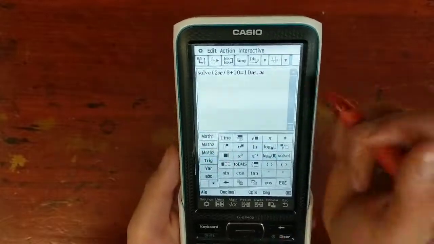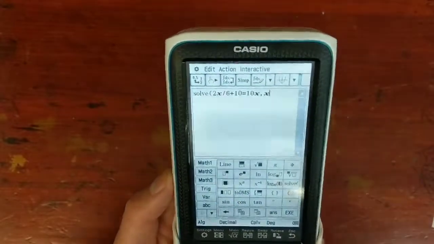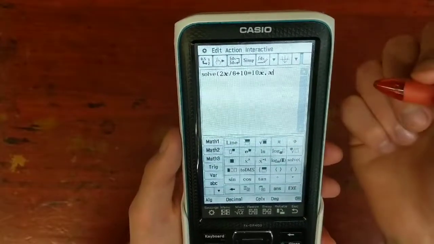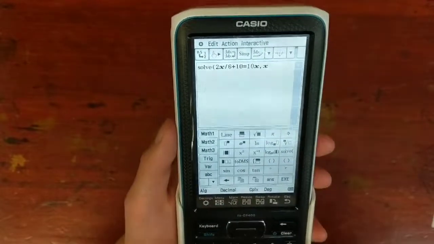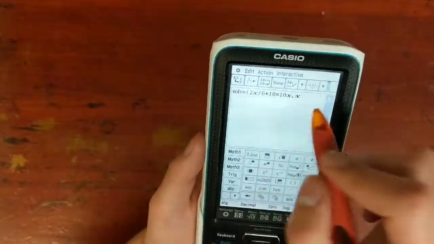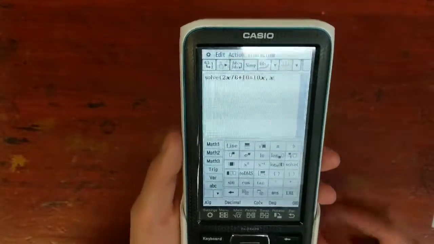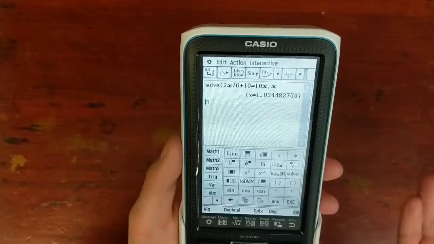And what that does is it tells my calculator whatever letter I put after the comma there, that's the thing I'm solving for. So by saying comma x, I'm telling my calculator I want you to give me something that says x equals. That might seem a bit pointless when I've only got one variable in the whole equation, but it's going to become really useful really soon. So if I put that in and I hit execute, it'll give me the value for x.